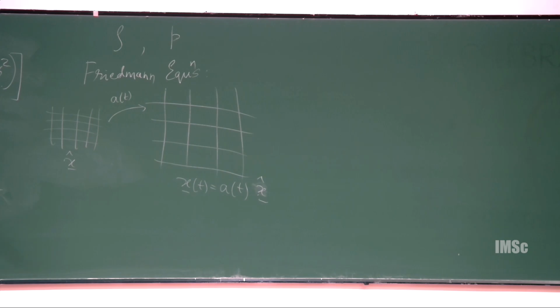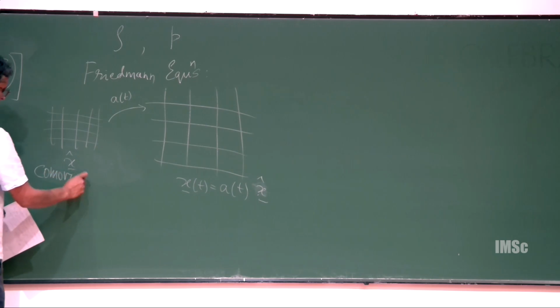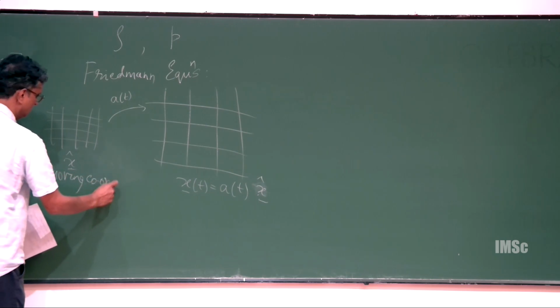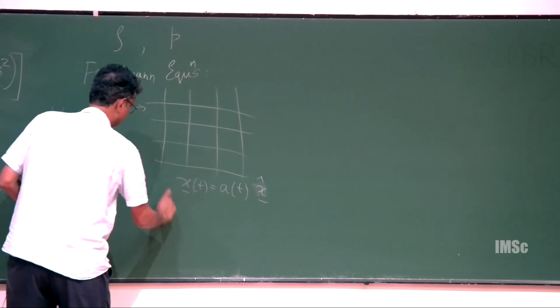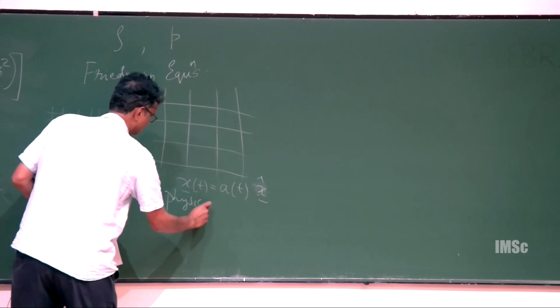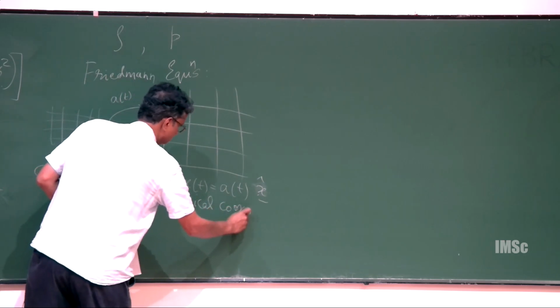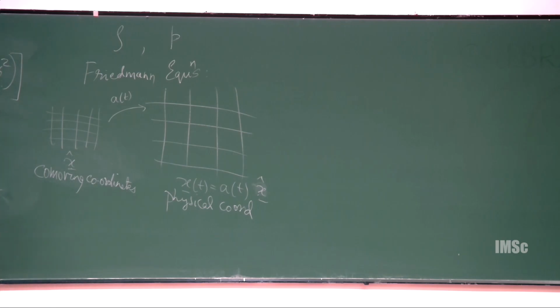So that's the picture to have in mind, that there is some foliation of space-time, and this one is a fixed grid, but given that the scale factor itself is changing in time, all distances are scaled. And so this one is what is called co-moving coordinates. And this one we can call a physical coordinate, right? So this is very common terminology.